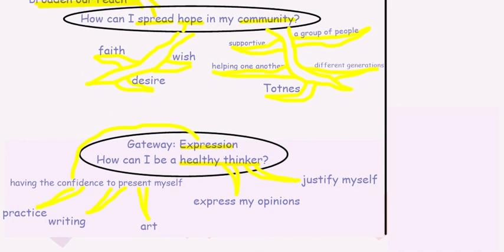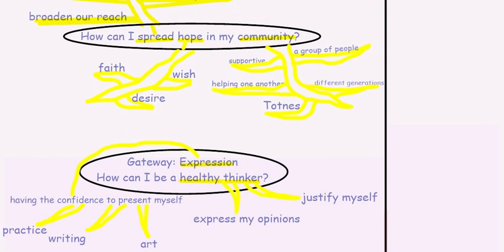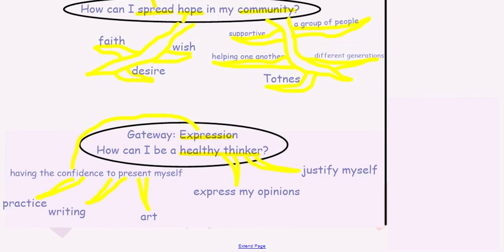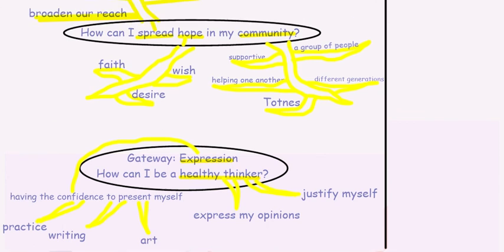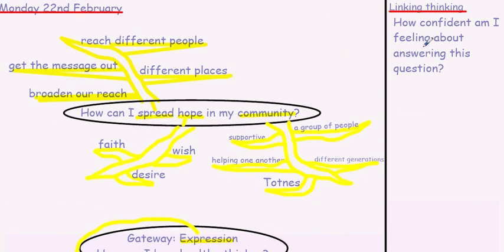Okay, so you have 2 mind maps to do this morning, and then come and join me for the PM lesson in a moment this afternoon. Remember, if you do want some extra time, then you can use tomorrow too to help you. You have 2 mind maps, the one unpicking the question and this last one here with the gateway of expression and how can I be a healthy thinker. In the PM lesson we will delve into our linking thinking column and we'll create our own thermometer too.